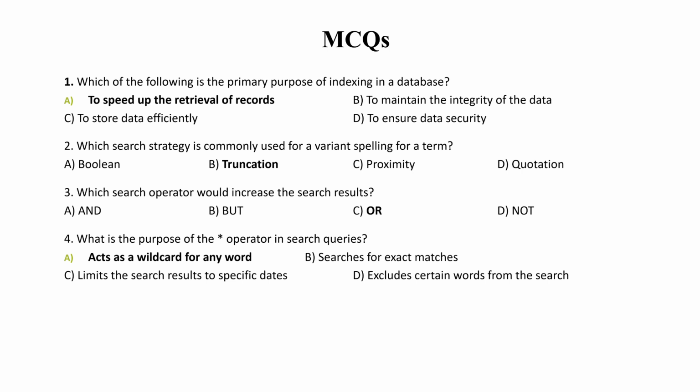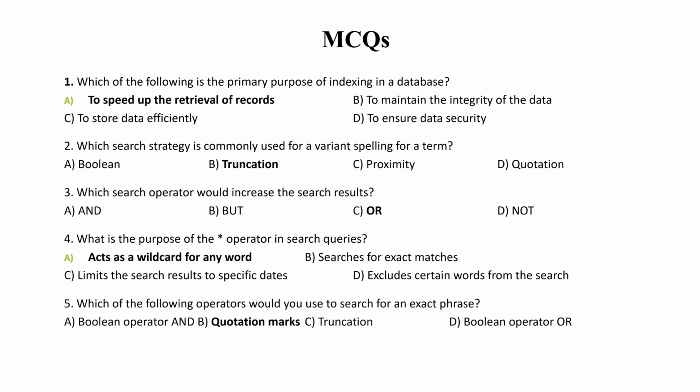And then last, which of the following operators would be used to search an exact phrase? As you know, there are phrase marks, or as I have already told you, double inverted commas, quotation marks, that you can use for getting the exact search result from a database. Whenever you put double inverted commas around your search query, the exact result will come.